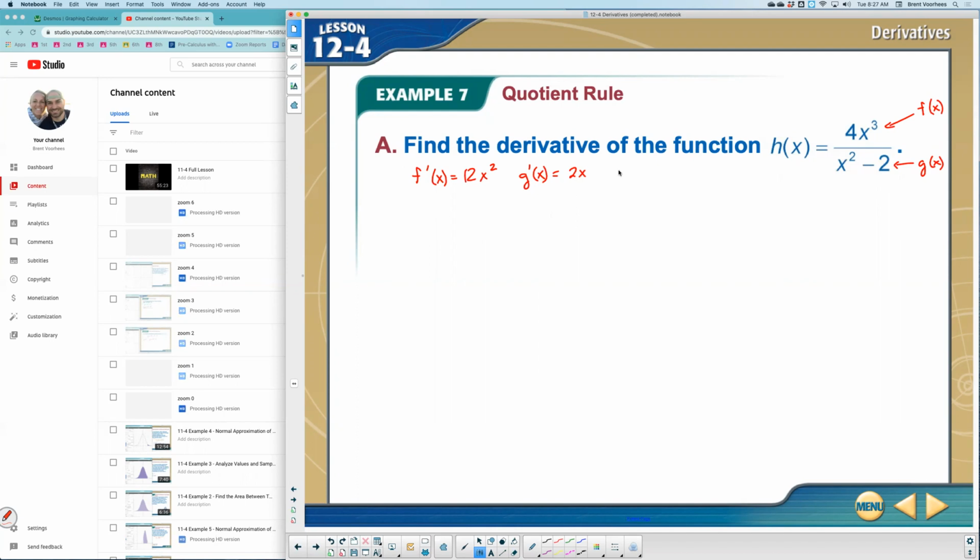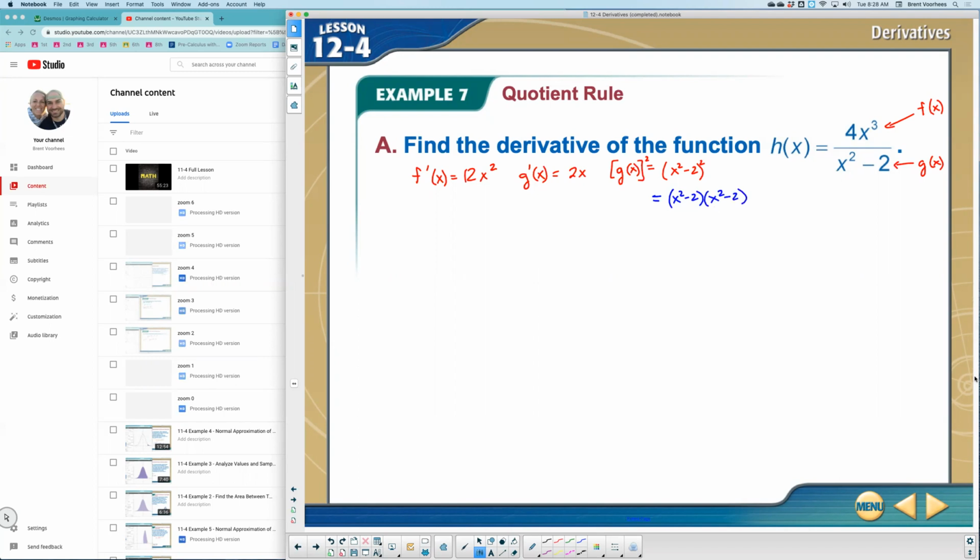Now, in a moment, we will need g squared. So g of x squared, if I use these brackets, what that will be is x squared minus 2 squared, which we could FOIL that out and then we will put together what the derivative will end up being. It will be x squared minus 2 times x squared minus 2.